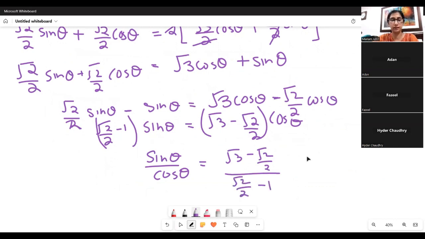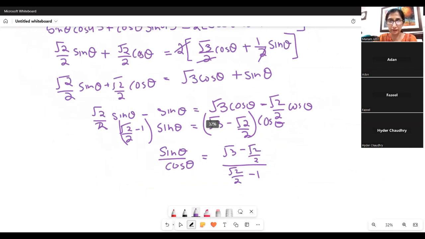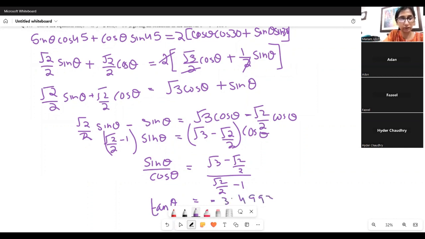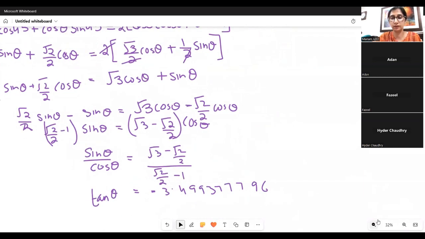I'm going to enter all of this in the calculator, and I really hope there is no mistake anywhere. Under root 3 minus under root 2 by 2 upon under root 2 by 2 minus 1. A decimal value is coming, let me check. Yes, it's correct. So this gives tan theta equals negative 3.499377796. Of course, you don't have to write such a long value. You have to write at least 4 decimal places.